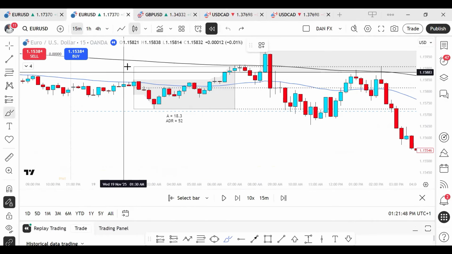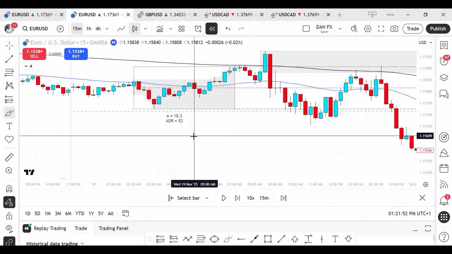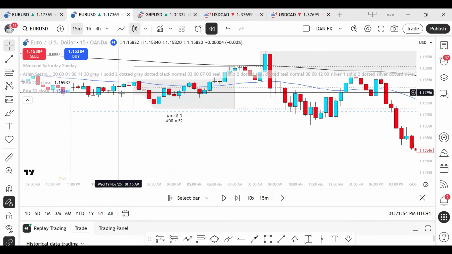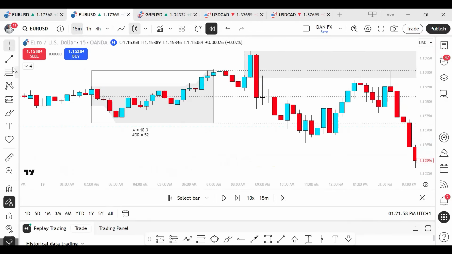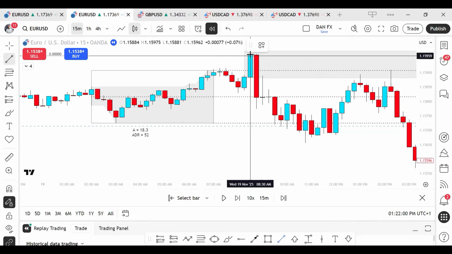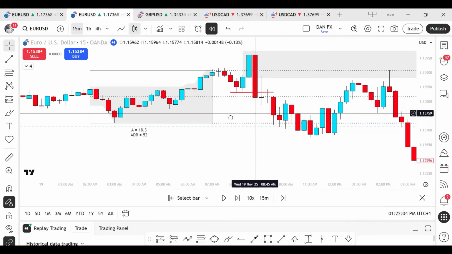You can see these are Asian box here. Right, these are Asian box. So what we're going to be looking for is that break of structure. So let me turn off the EMAs so you can see the price action clearly. So you can see price forms a low here and forms a high. So we're going to mark out this low. Price breaks below this low.